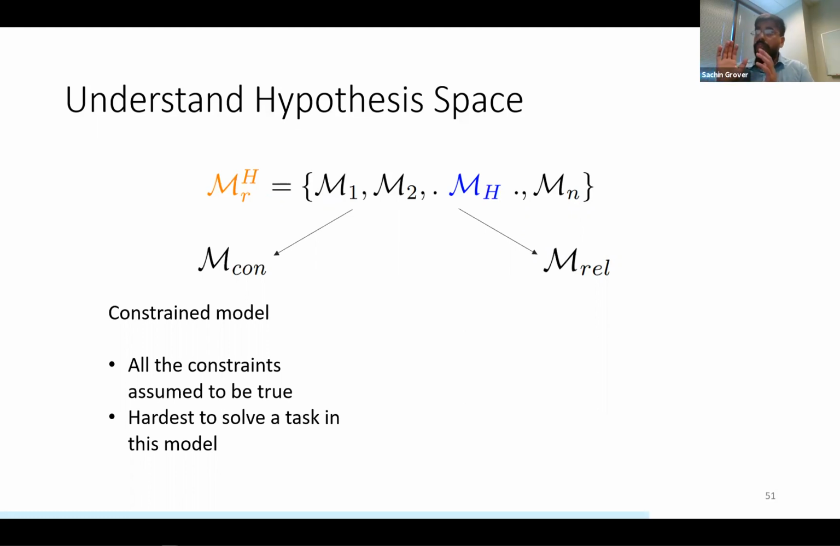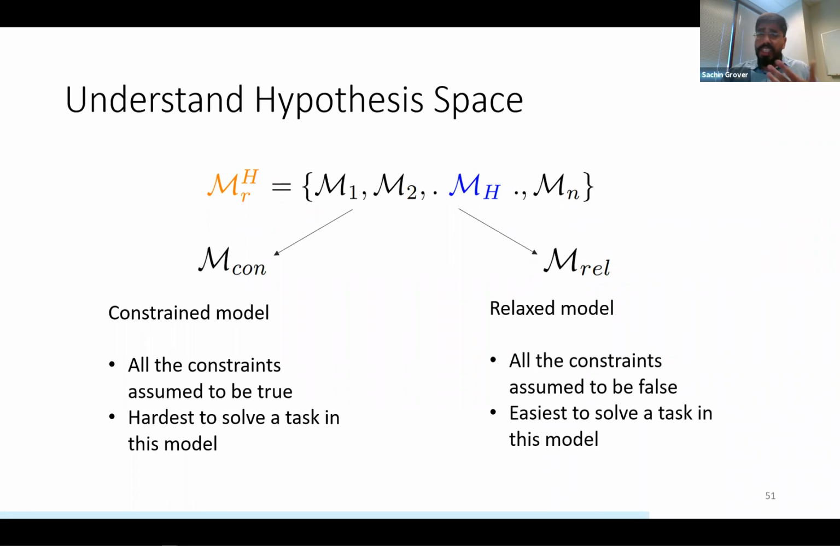There could be a model where all of them are supposed to be true. This would mean that for any task we give to the human, if they understand all those constraints, it would be hardest for them to solve the task with that model. And then there is a relaxed model, where all the constraints are assumed to be false, and thus it is easiest to solve the task in that model.